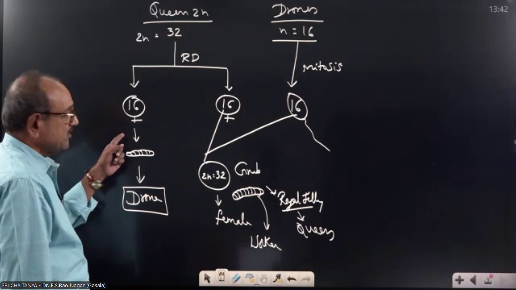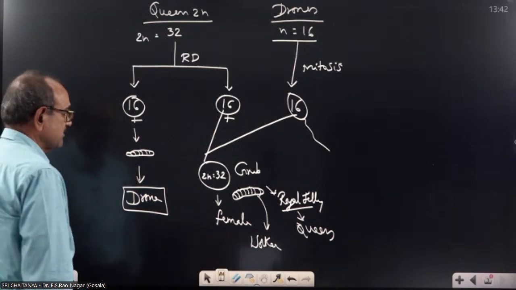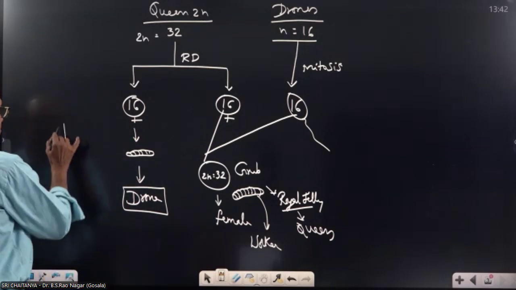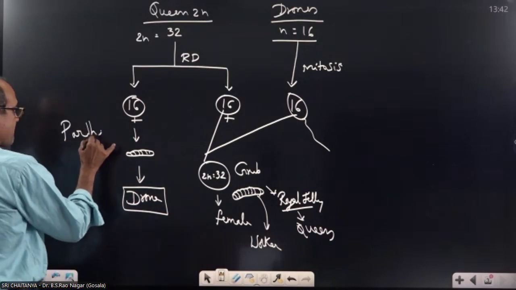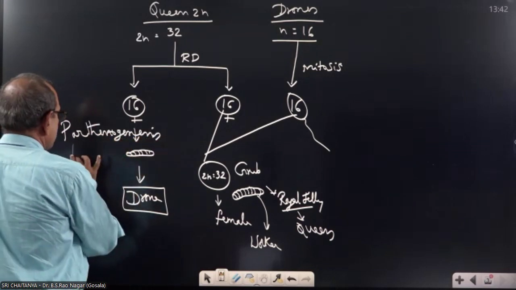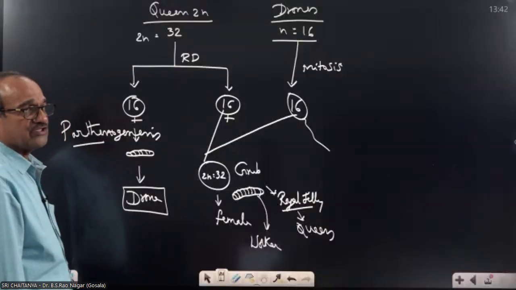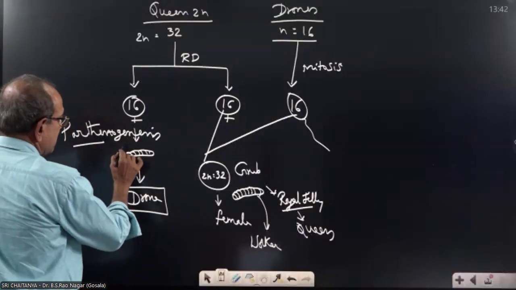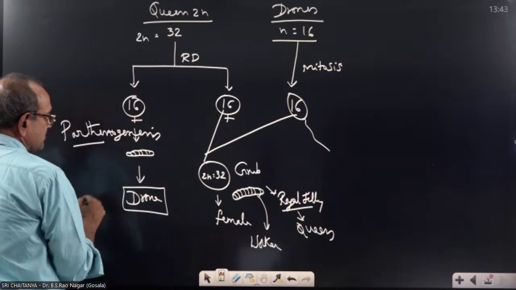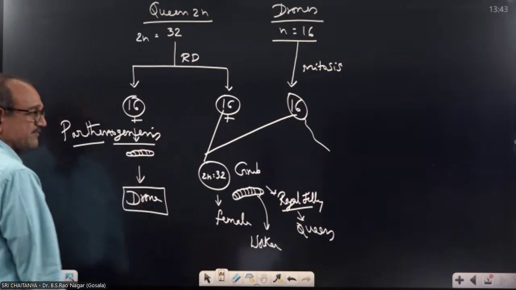Such a development of an unfertilized egg into a male individual is what you call parthenogenesis. Partheno means virgin, and genesis is the formation of progeny. Without mating or without male contribution, it is producing the progeny. That's why this is called parthenogenesis.